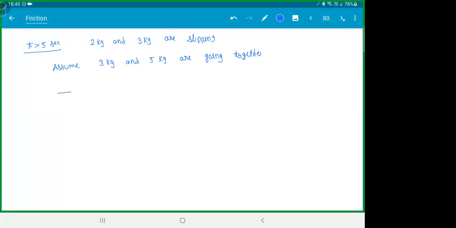So now when you draw the FBDs, this guy F is equal to T. This is 2 kg. This friction has become maximum, which is 0.2 into 2, 4 newtons. And this is the acceleration. So we get acceleration of 2 kg will be T minus 4 is equal to 2A. Acceleration will be T by 2 minus 2.